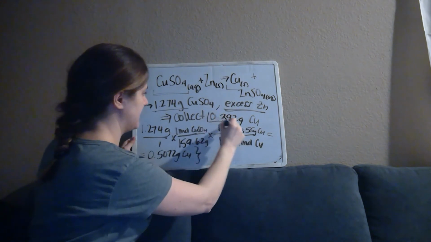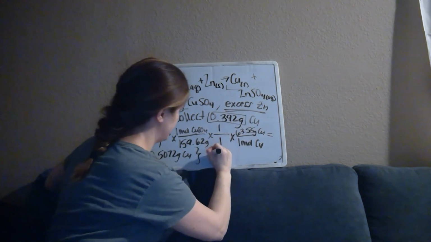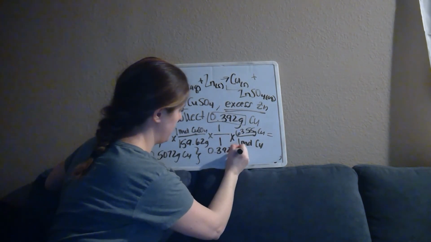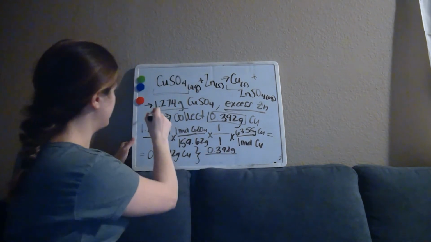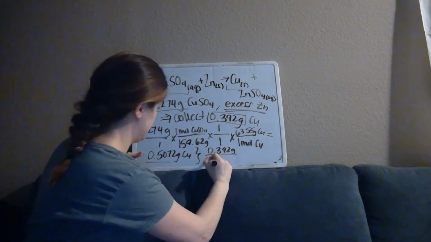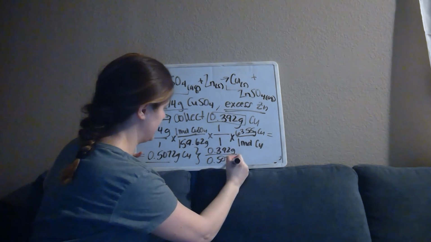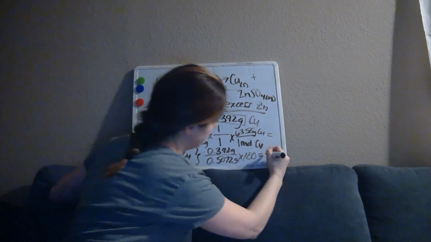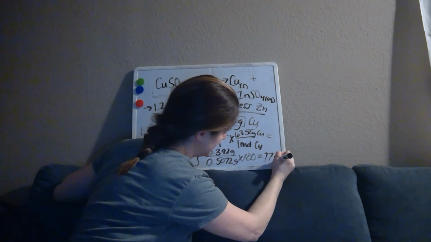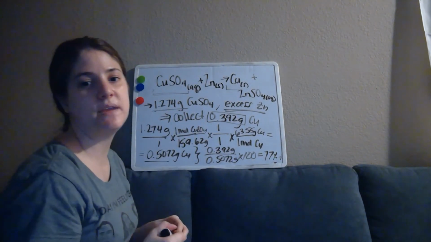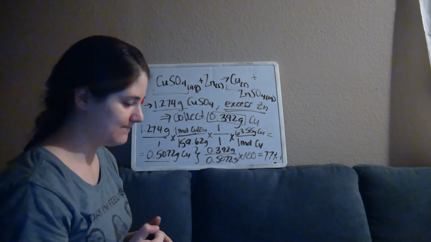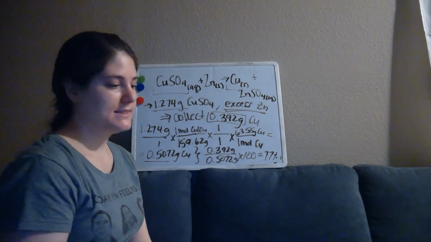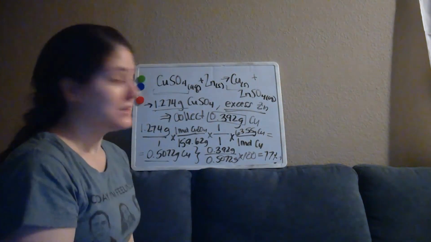So then the percent yield would be what you collected, so the actual yield, 0.392 grams divided by the theoretical yield, 0.5072 grams times 100, which in this case is 77%. So then that would be the percent yield. So that is stoichiometry.